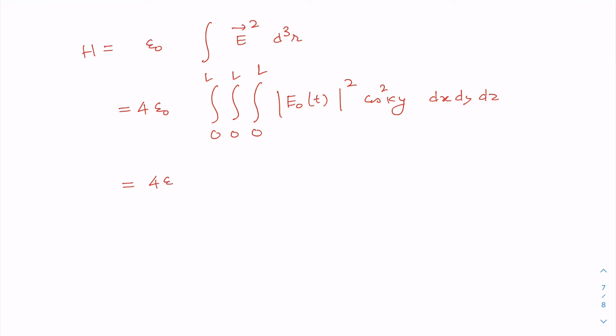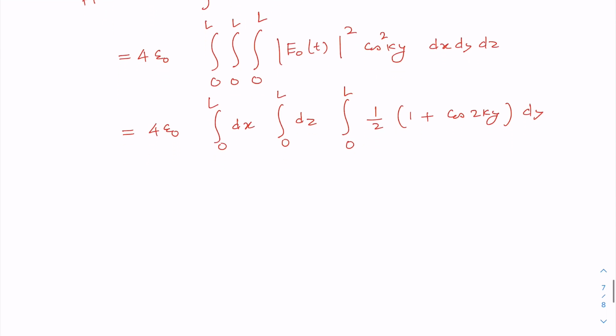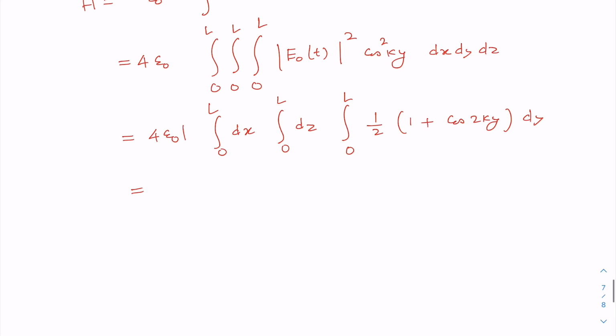Let me just show you. For epsilon 0, integral 0 to L dx, 0 to L dz, and then this cos squared ky, which I can write as half of 1 plus cos 2ky dy, and this is from 0 to L. This integration is easy, you can immediately get it. I have to write here |E0| squared also.